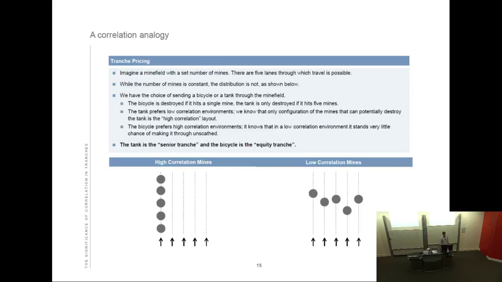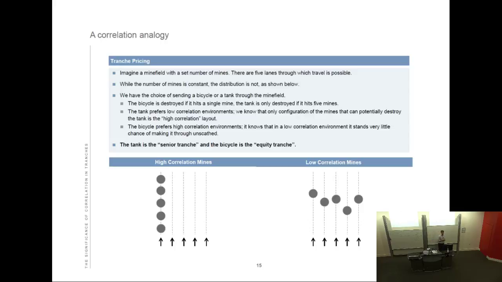And one more. So we've had a visual example, we had a numerical example, and now one which I'm not a massive fan of because it's kind of a military example, but it can help as another way of thinking about it. So if you think of a minefield with a set number of mines, so here let's say 5 mines, and there are 5 lanes through which you could travel through this minefield. Triggering a mine is like a default event. And the distribution of the mines represents a highly or lowly correlated world.